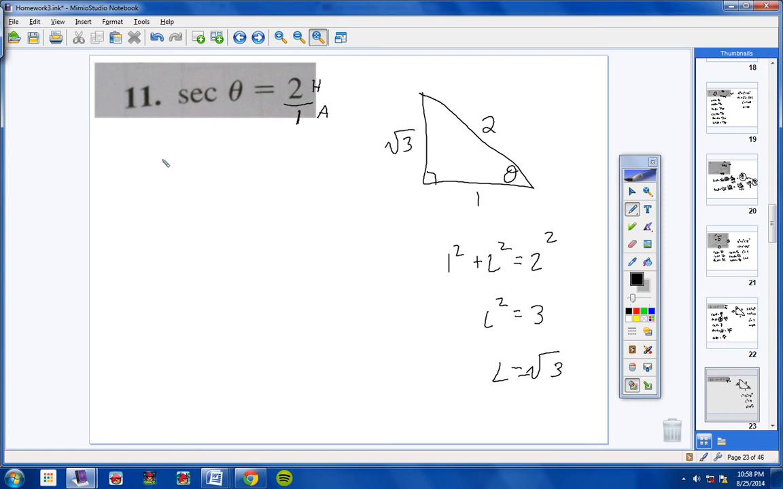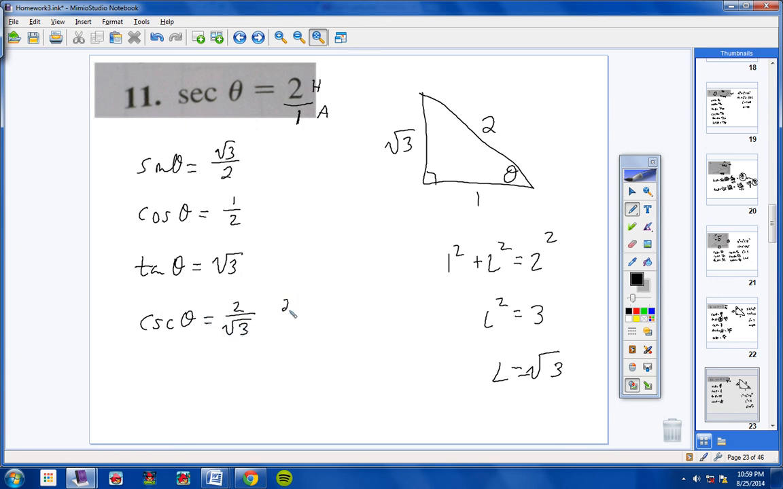So going very quickly, sine of theta would be opposite over hypotenuse, square root of 3 over 2. The cosine of theta would be adjacent over hypotenuse, 1/2. And the tangent of theta would be opposite over adjacent, square root of 3 over 1, or just square root of 3. The cosecant of theta would be the reciprocal of sine, so 2 over square root of 3. If you rationalize that, you'll get 2 square root of 3 over 3.